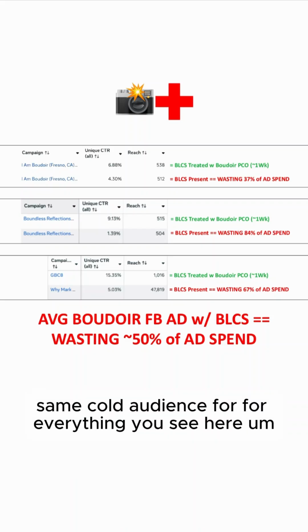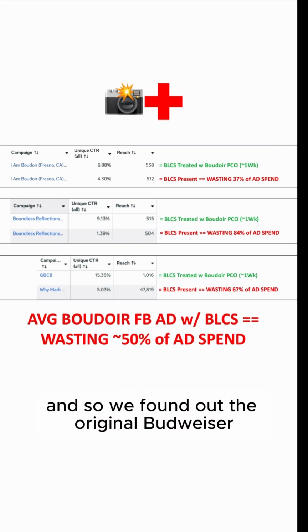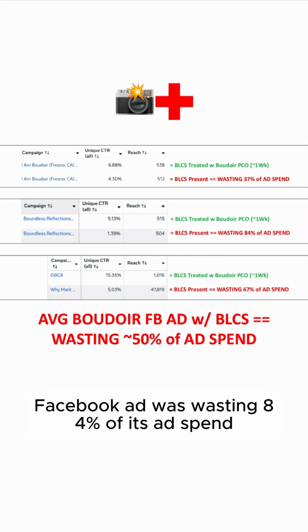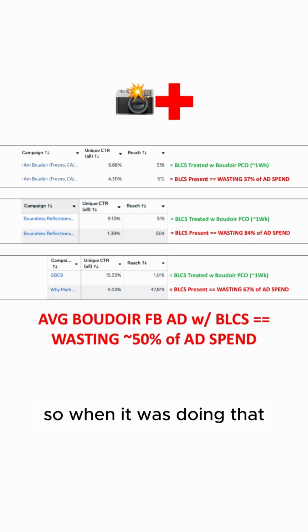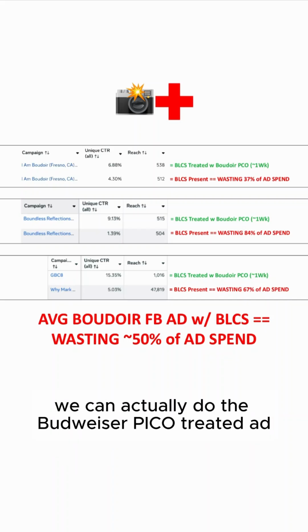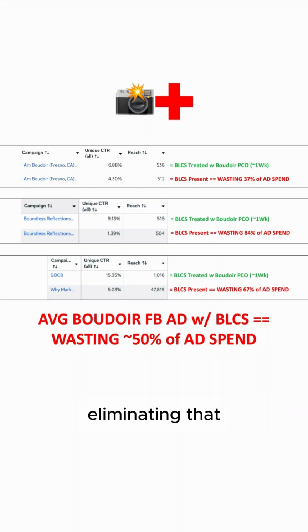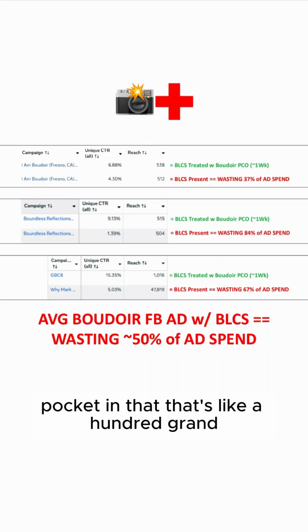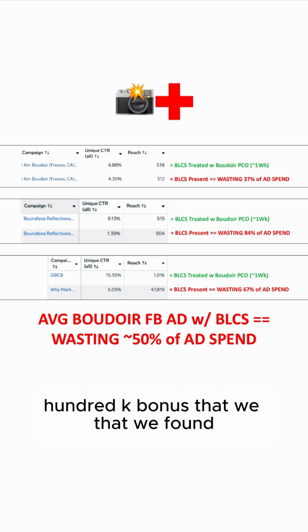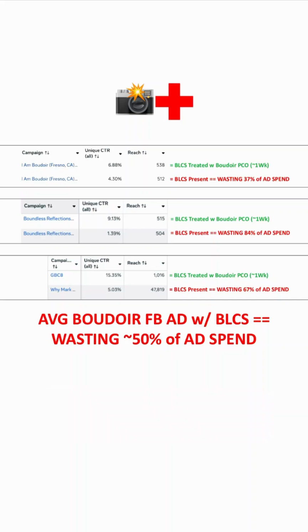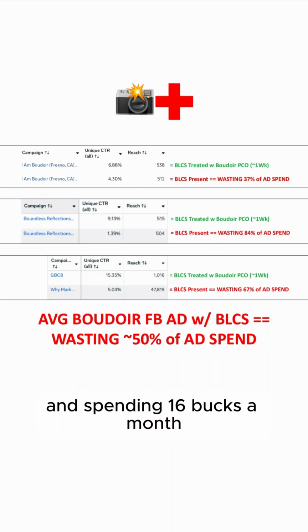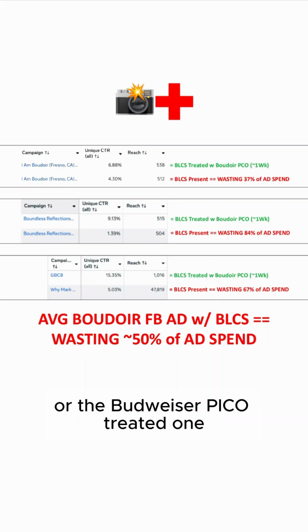It's the same city, same cold audience for everything you see here. And so we found out the original Boudoir Facebook ad was wasting 84% of its ad spend. So the original Boudoir Facebook ad spent 10 grand a month. Instead of doing that, we can actually do the Boudoir Pico treated ad, spending only $1,600 a month. So what are we doing here? Eliminating that $8,400 a month of wasted ad spend, pocketing that. That's like 100K bonus that we found by not wasting that money and spending $1,600 a month with the new Boudoir Pico treated ad.